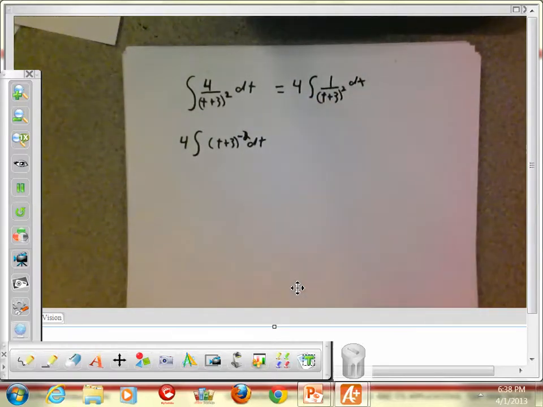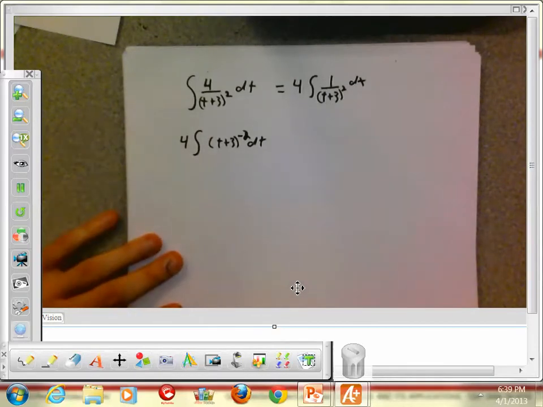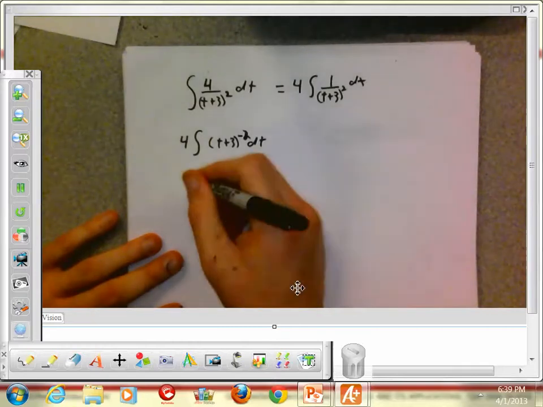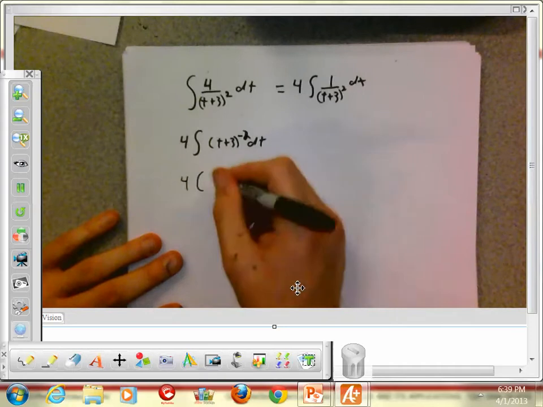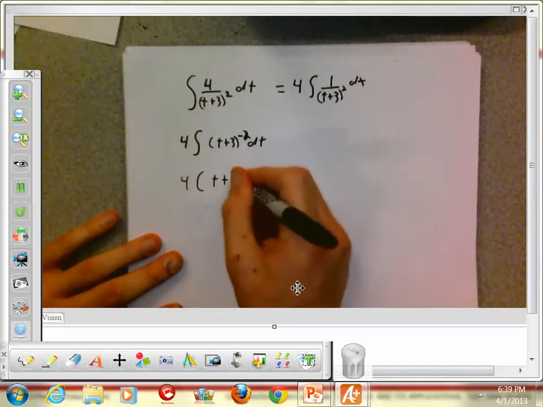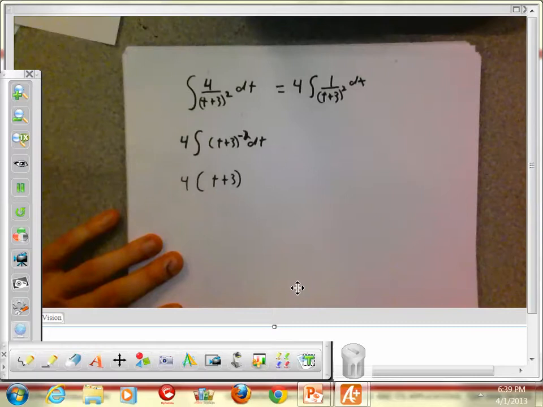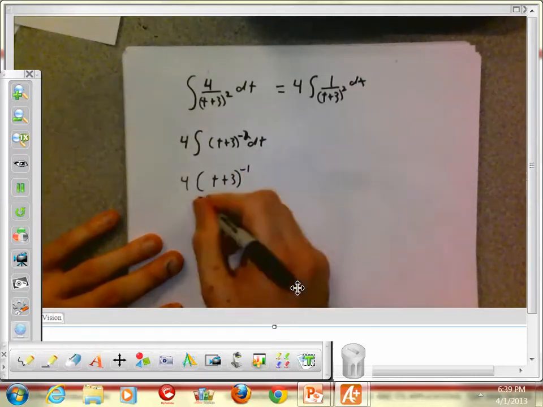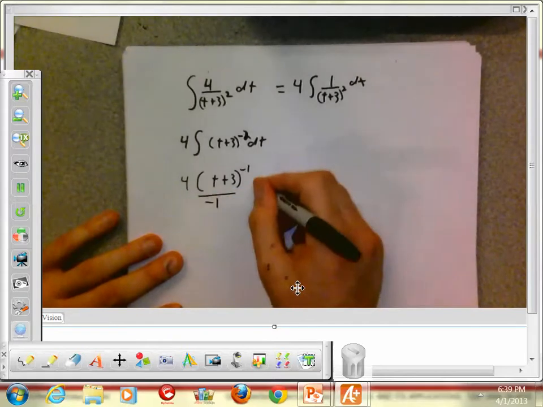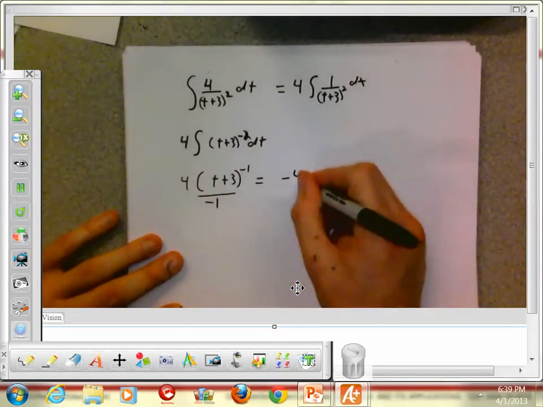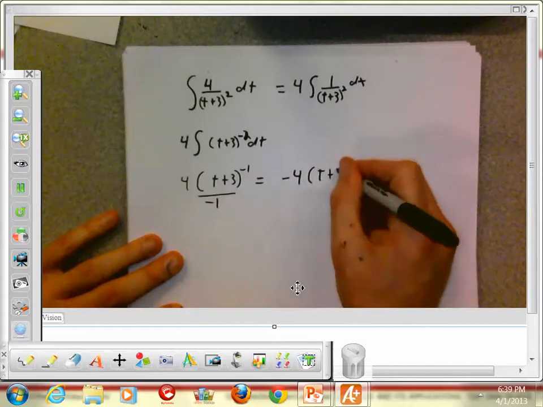-2 dt, right? So what I'm going to guess is, and I have to check my answer because I'm guessing here, this kind of looks like t raised to the -2, right? I'm going to have my 4 over here, but I'm going to add 1 to my exponent, so t plus 3, what's -2 plus 1? -1. And I'm going to divide by my exponent, so I'm going to divide by -1. So this is going to be equal to -4 times t plus 3 raised to the -1.